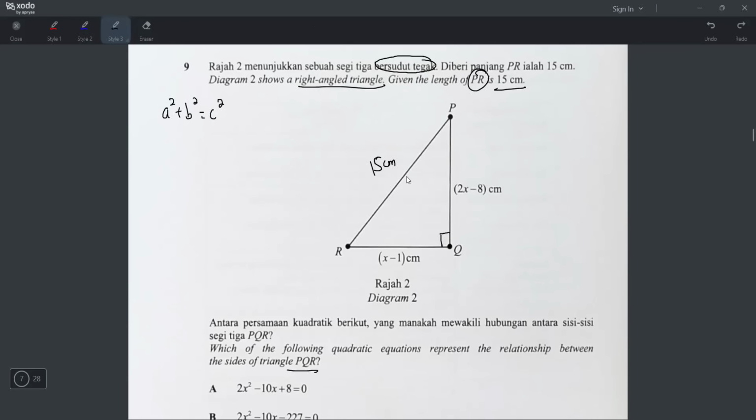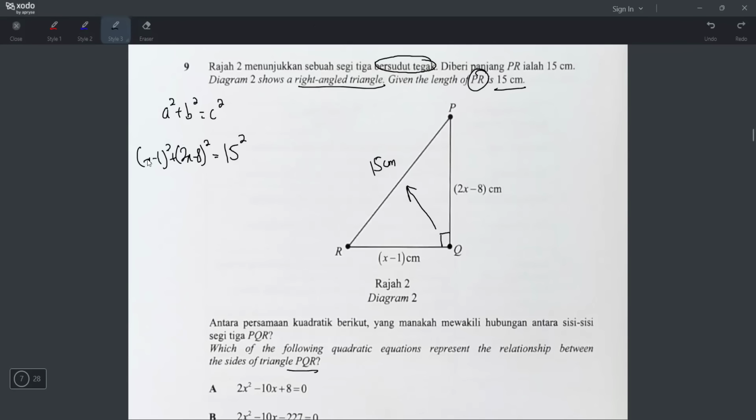Always the hypotenuse. Hypotenuse means the side opposite the 90 degree. So the 15 has to be here lah. And then the a square plus b square will be the x minus 1 square plus 2x minus 8 square, right? But I realized the ABCD all are given in general form. So I have to expand all this, and then move everything to one side equals 0 lah.